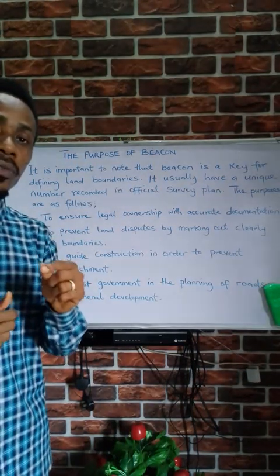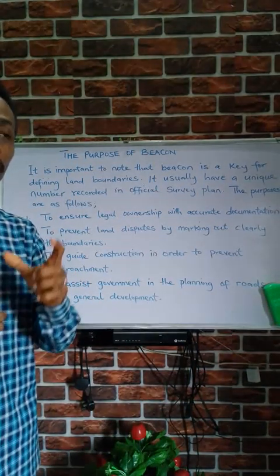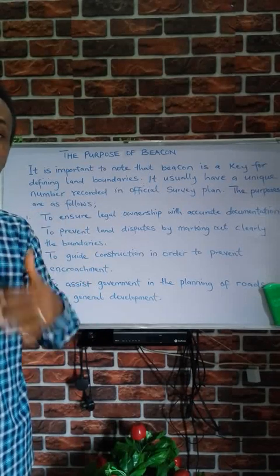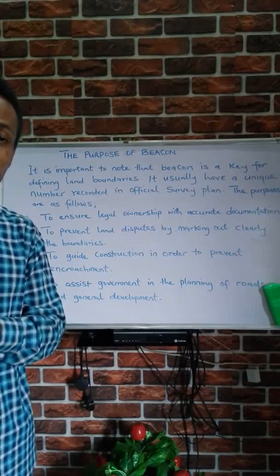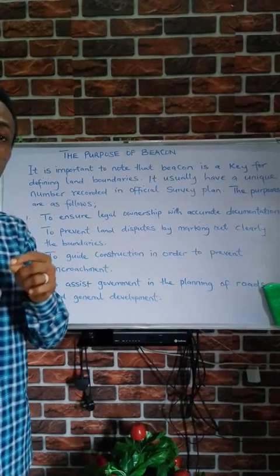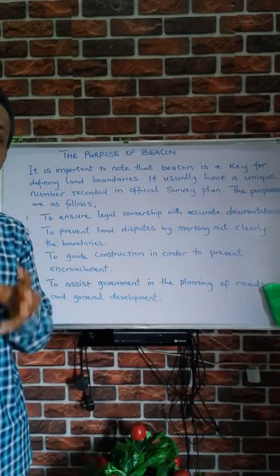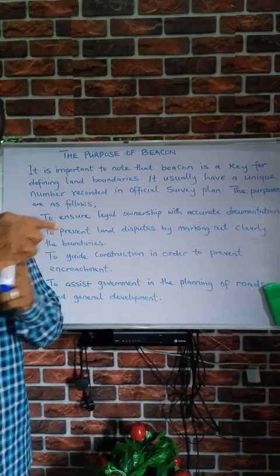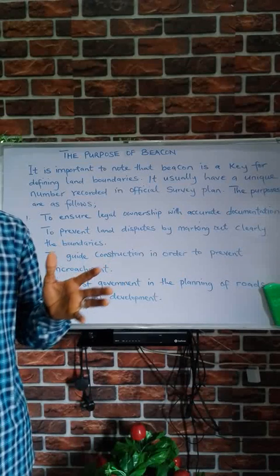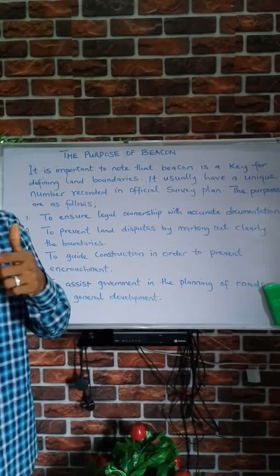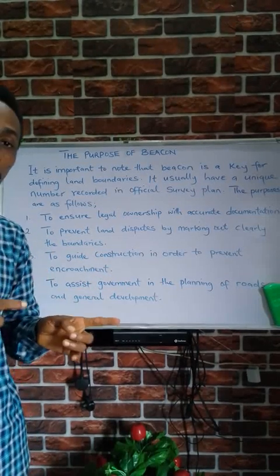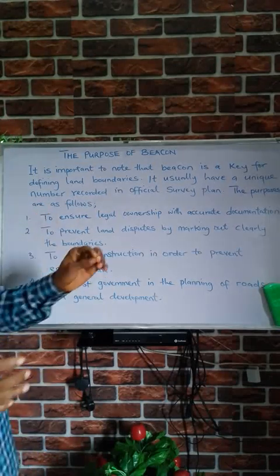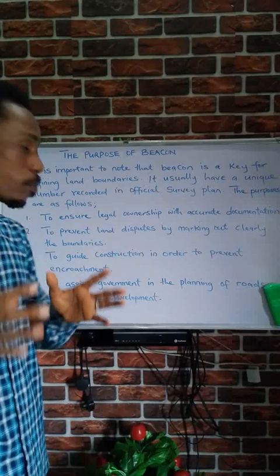In that surveying, a surveyor will have to come, take the coordinates of that location, then translate it into a survey plan. In that survey plan, it shows the location of that land with respect to the coordinates. Then it also shows the boundaries, in terms of the distances it makes from one beacon to the other beacon. So basically, beacon is there to define land boundaries.